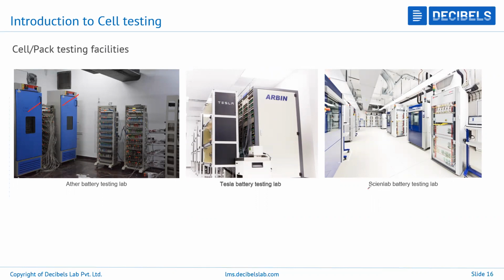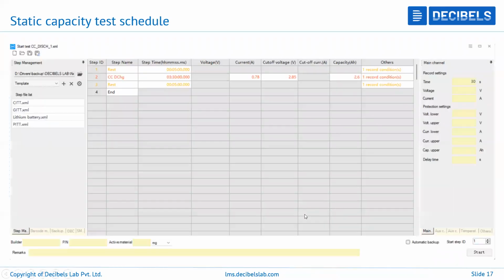And then we have also from SignLab. So SignLab is not only for automotive, but for all applications. Yeah. Universal applications. So these are some of the different equipment and different industries that use different types of cell testing equipment. Yeah. So let's take a look at some of the schedule.